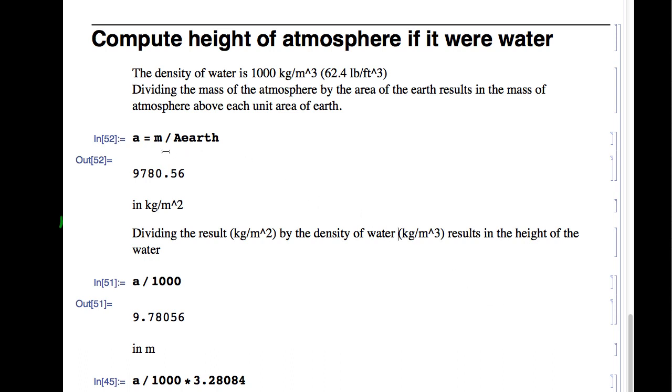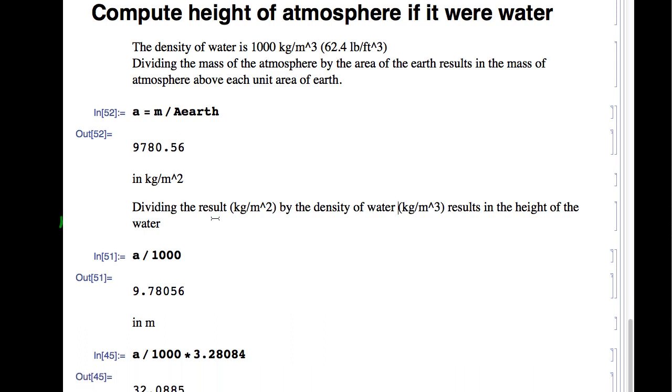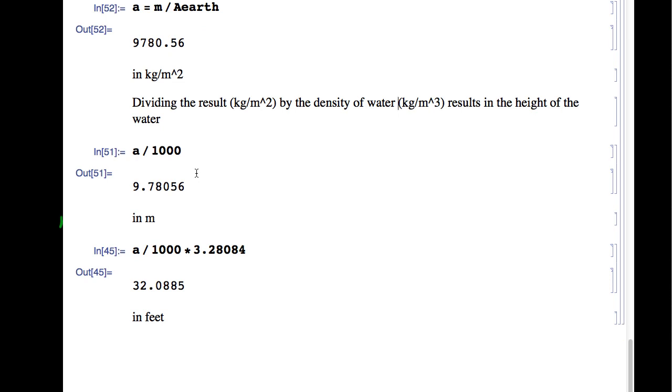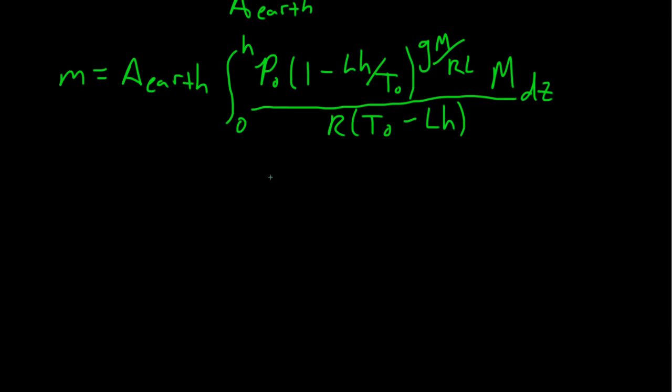Dividing the mass of the atmosphere by the area of the Earth gives the mass of the atmosphere above each unit area of Earth in kilograms per meter squared. Dividing this result by the density of water, 1,000 kilograms per meter cubed, results in the height of the atmosphere if it were made of water, 9.78 meters, which when we convert to feet is about 32 feet. The result of 32 feet is a confirmation that we arrived at a good estimate.